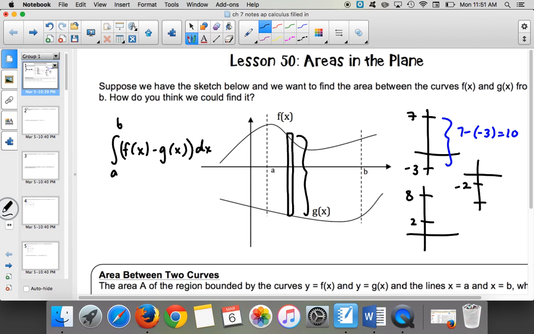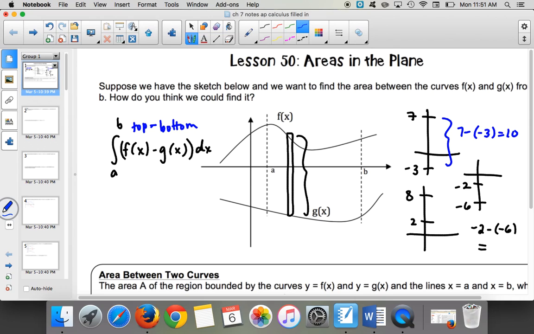So negative 2 and negative 6. If I do negative 2 minus a negative 6, what do I get for that height? 4. Is that the height between those two distances? It is. So what we're always doing is we're taking the top and we're subtracting out the bottom. So it doesn't matter if one curve is exclusively above or if one curve is exclusively below. It doesn't matter. One can go above and one can go below. It's always the top curve minus the bottom curve.